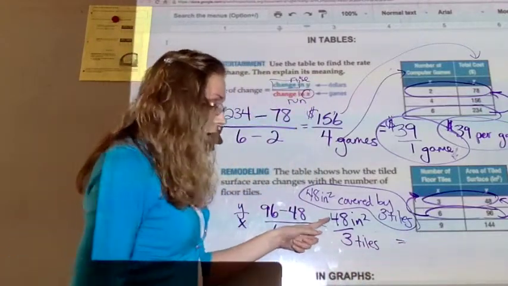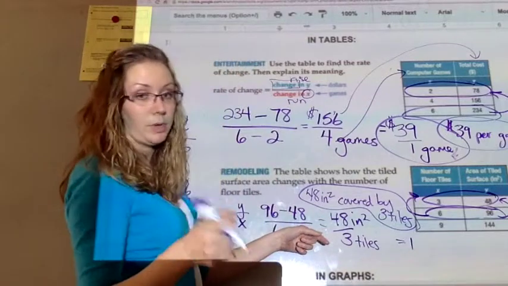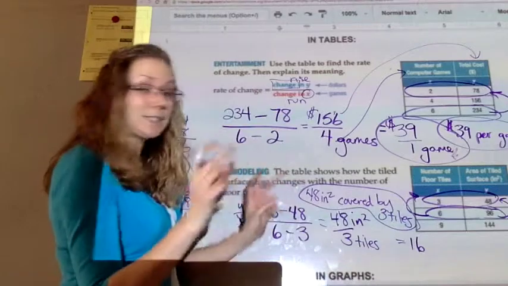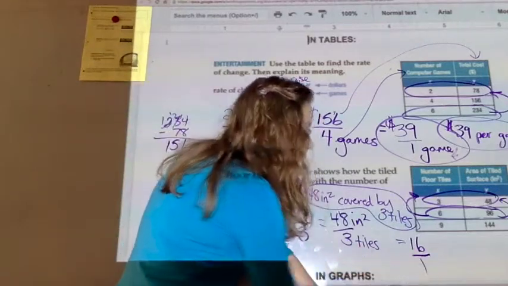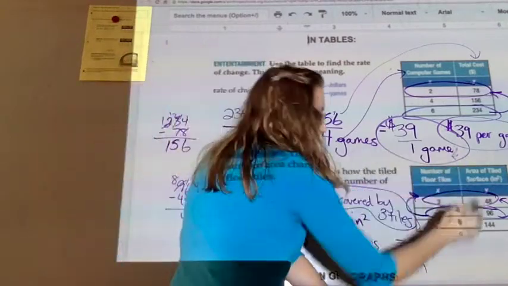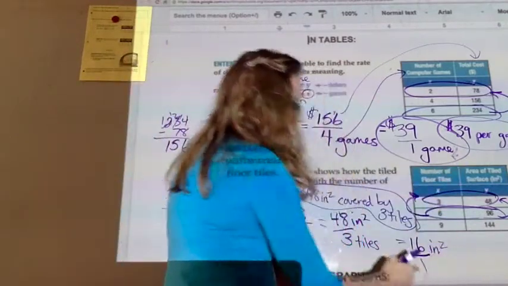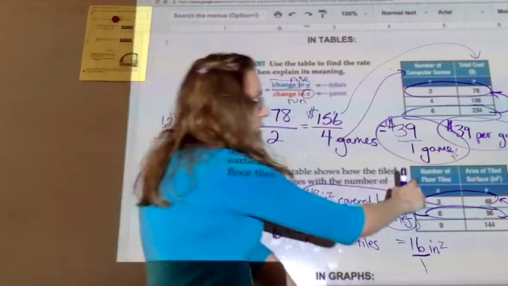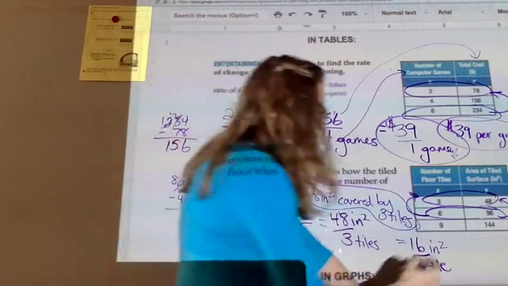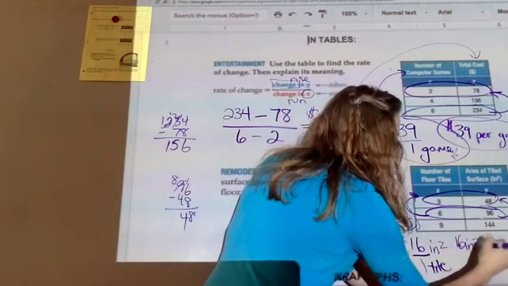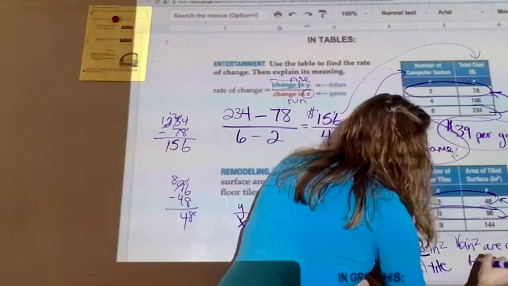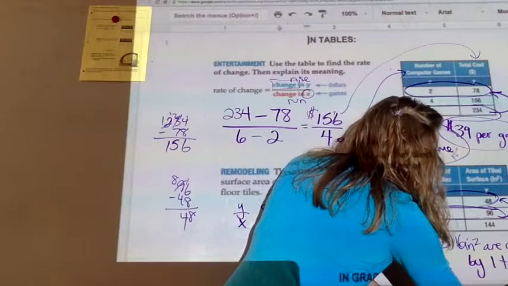3 goes into 40 once, or 3 goes into 4 once. There's 1 left over. 3 goes into 18 6. So this is really like 16 or 16 over 1. Again, 16 goes with the y values. Our y is surface area in inches. Our 1 goes with x's, which is floor tiles. So it's 1 tile. So our sentence here would be 16 inches squared are covered by 1 tile.